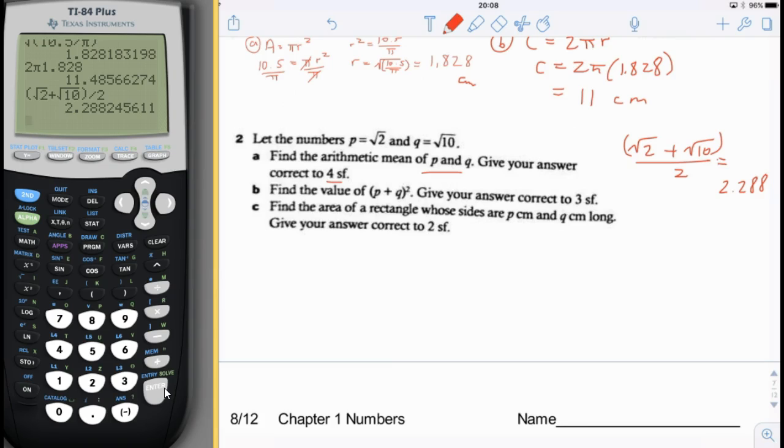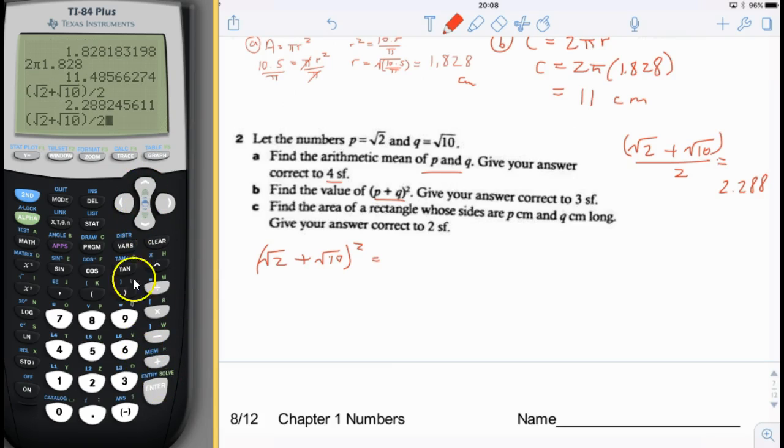Okay, find the value of p plus q quantity squared. Give your answer correct to 3 significant figures. Okay, so p plus q quantity squared. So that would be square root of 2 plus square root of 10 squared. Okay, so let's see what that is. Instead of typing that all in, we could take advantage of this part that we already typed in. Square root of 2 plus square root of 10 squared is 20.944, etc. Give your answer correct to 3 significant figures, so we want 20.9. This 4 is not enough to round the 9 up to a 0, so we just keep 20.9. That was B.